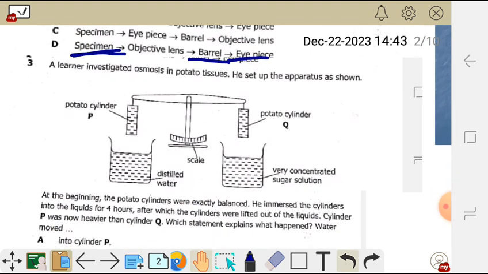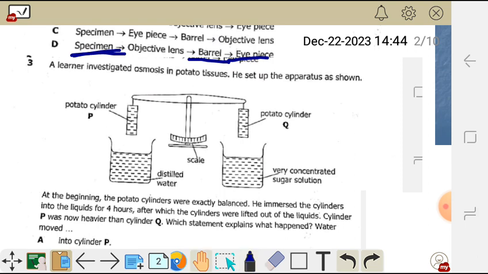We move on to question 3. So question 3, a learner investigated osmosis in potato tissues. He set up the apparatus as shown in this diagram here. So we have these potato cylinders which are hanging on the scale, and then we have these two beakers of water. So here we have distilled water, then here we have very concentrated sugar solution.